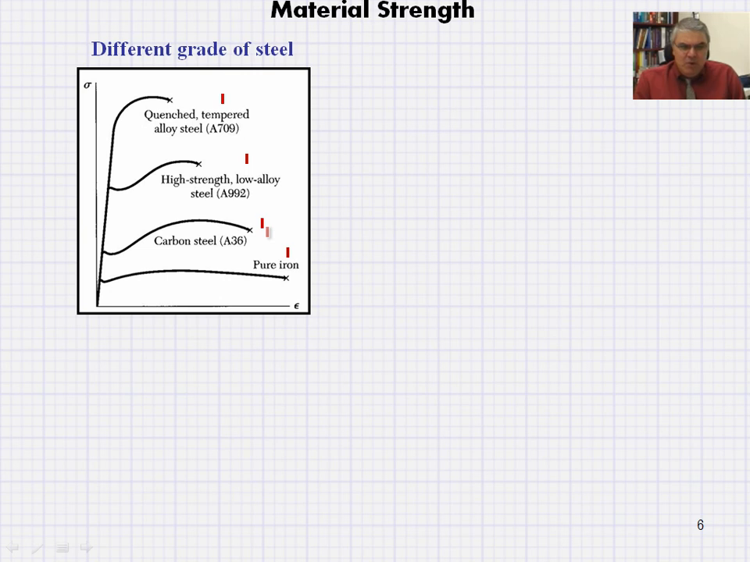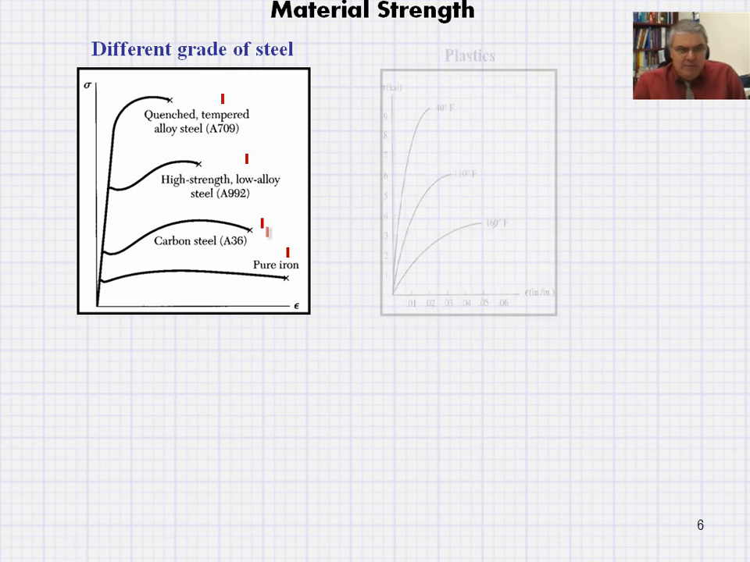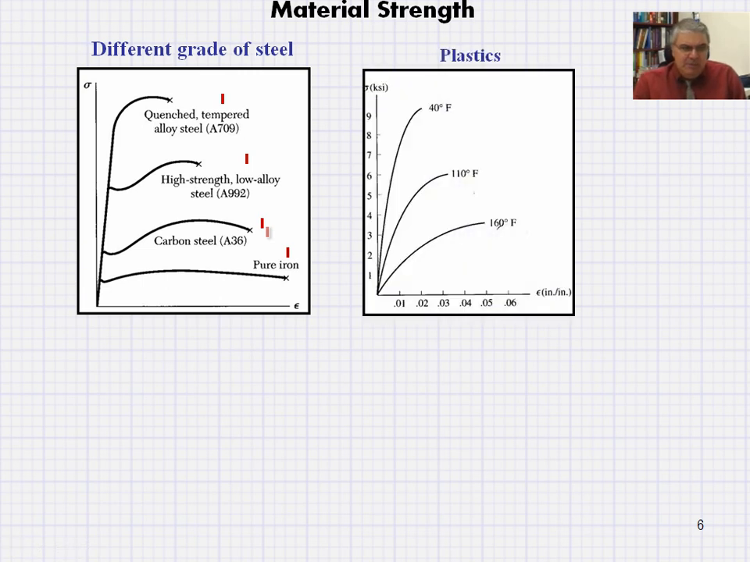Of course, the more ductile the steel is, depending on the application, it may be more desirable. There are other types of materials, plastics, shown here, more sensitive to the temperature change. From 40 degrees Fahrenheit, the strain is much less. As we are increasing the temperature, we reduce the strength and increase the strain, and so on.